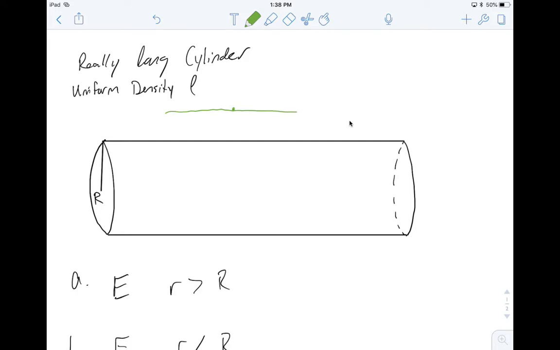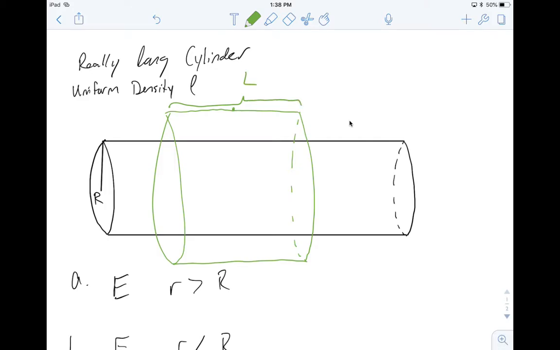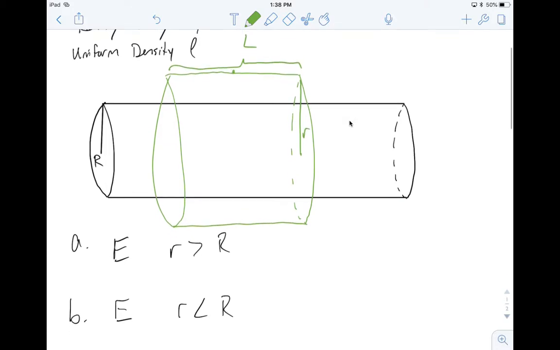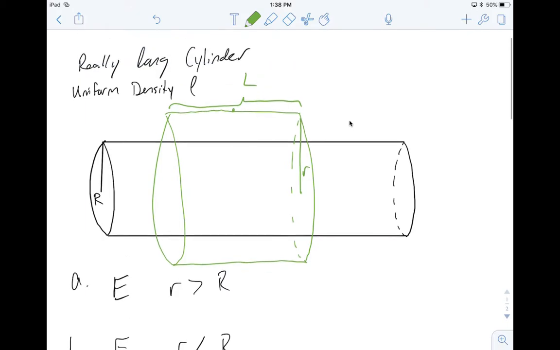We're going to give it a defined length. So here's our Gaussian cylinder. It's going to have a length of L and a radius of little r, and it's completely enclosing the really long cylinder, at least a part of it.